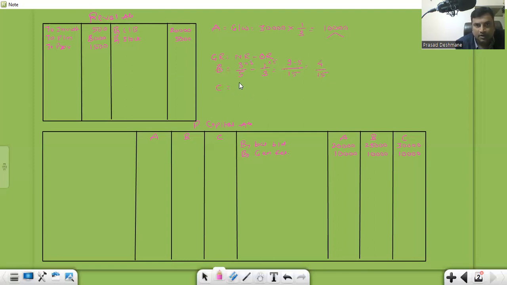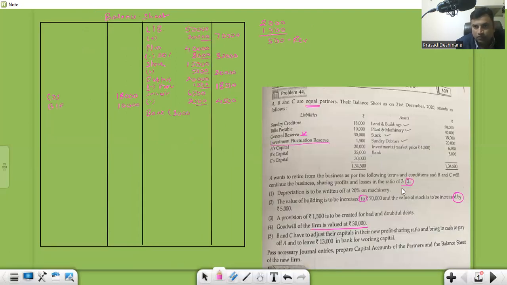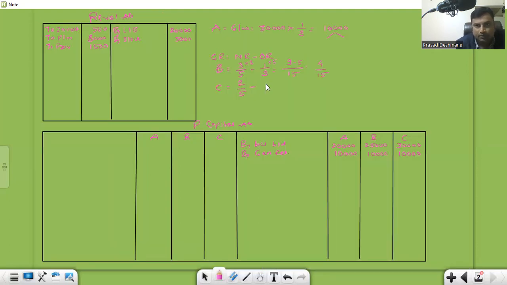Now for C, the new ratio is 2/5. Correct? New ratio for C is 2/5, minus 1/3. Again, LCM is 15: 5 3s are 15, 3 5s are 15. 6 minus 5 is equal to 1/15. Okay, it means we got the ratio 4:1. So if I split the 10,000 in a 4:1 ratio, you'll get 8,000 and 2,000. B will provide this much, C will provide this much to A. Correct? Because A is leaving the business.